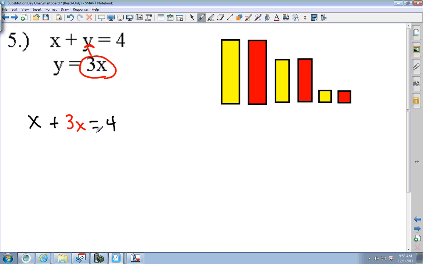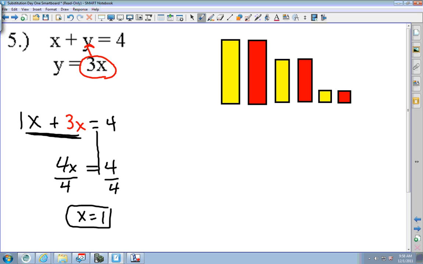All right, well, let's solve for x. How many x's do I have? Well, there's two x's, but there's a 1x and a 3x. That's 4x equals 4. Divide by 4. x equals 1. My solution, remember x and y. We found x to be 1. Now I need to find y.